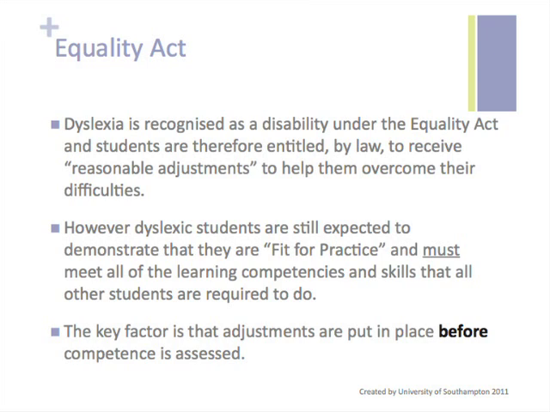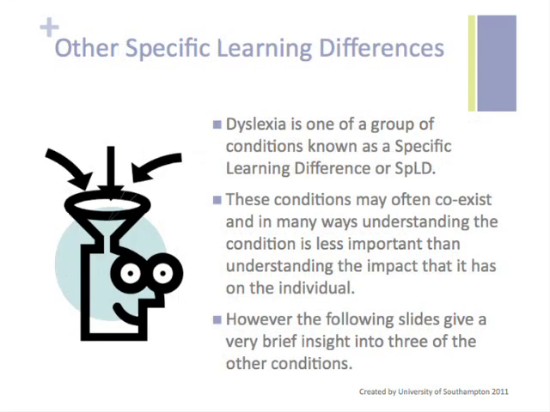They are expected to achieve all the same learning competencies and skills as other students. The key factor here is that any reasonable adjustments should be put in place before a competency is assessed, in order for the student to develop the compensatory strategies. As mentioned, dyslexia belongs to a group of conditions known as specific learning difficulties, or SPLDs. There are many overlaps between the conditions, and it is more important to understand the impact the condition has on the individual, rather than to be overly concerned with the specific label. However, the following slides will give you a very brief insight into 3 of the other conditions.